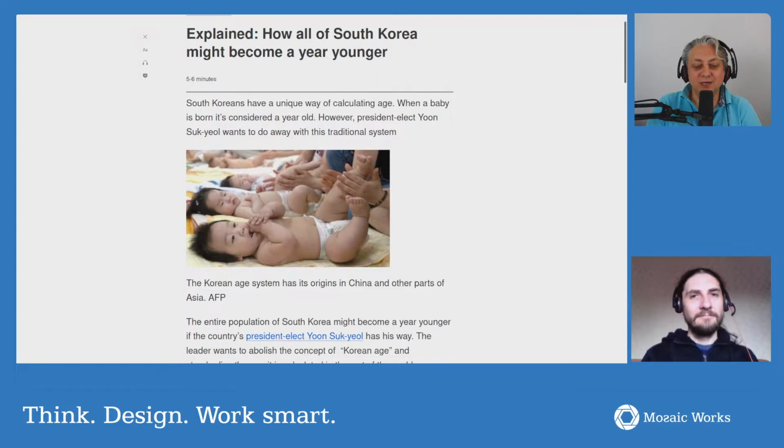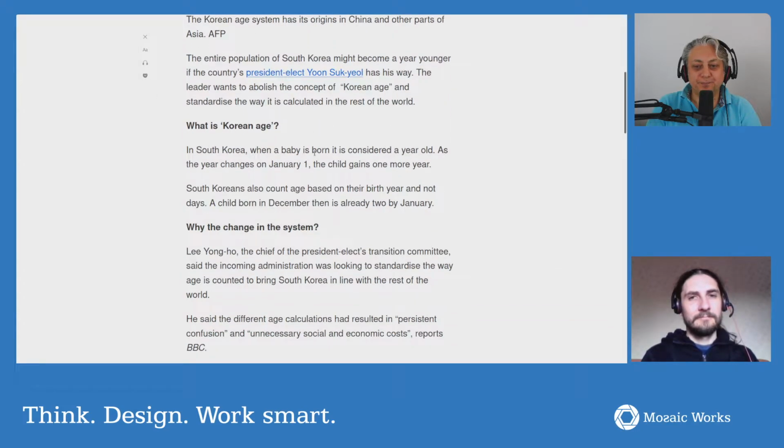But it's even worse than that because as the year changes on January 1st, the child gains one more year. So if you are born on the 30th of December, let's say, you are 1. And then on January 1st, you are 2. And then, from here, it starts to get more in line with what we are used to.